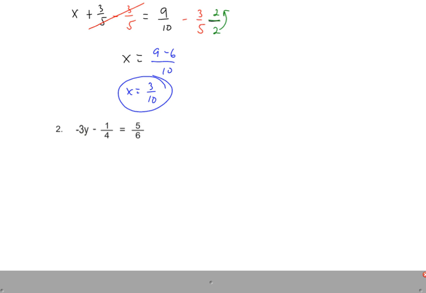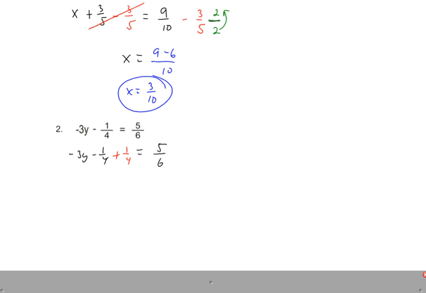All right, so what if we had negative 3y minus 1/4 equals 5/6? So what are we going to do first? Somebody raise your hand and tell me, what are we going to do first on this problem? Nia? Move things added first, by adding 1/4 to both sides. I agree. Yep, so we're going to add 1/4 to both sides. And it's a positive 1/4 because Nia said 1/4, right? When you say 1/4, that's positive.